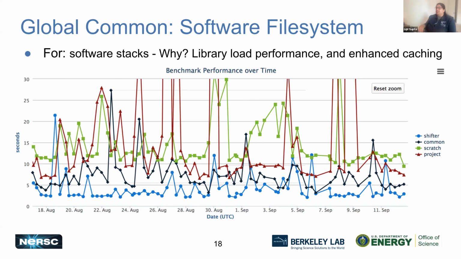The reason for that is shown in this plot here. Let me explain what this is. This is a benchmark. At different times you're doing a read action on something in various different locations on Perlmutter. This is a pretty old graph, so this might have changed. But basically what you want is that time to be really, really small. You want the read to happen as quickly as possible.